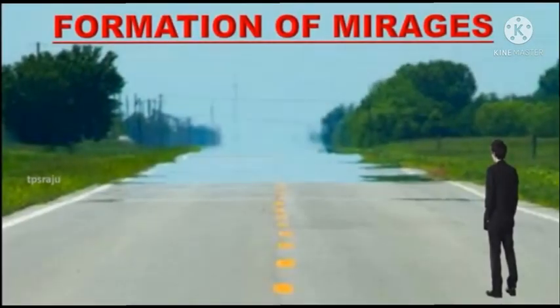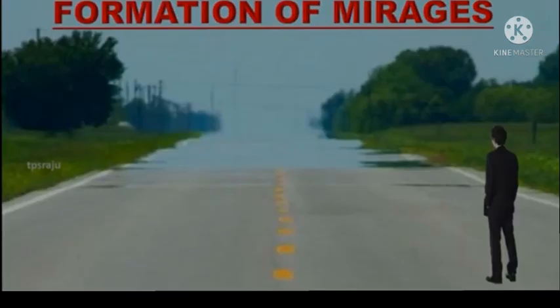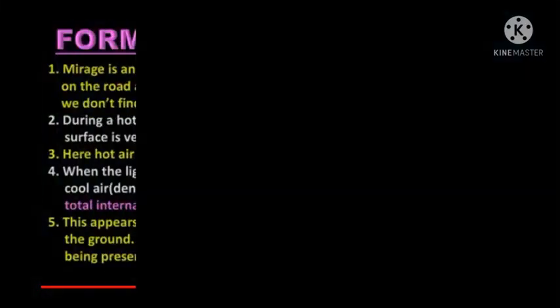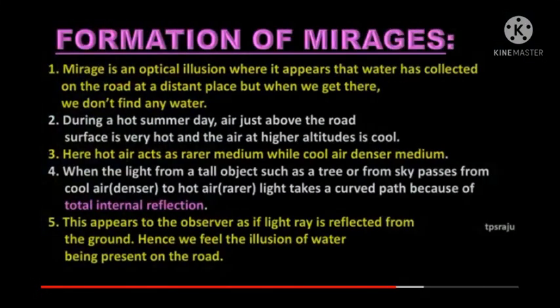Do you know about the mirages? Mirage is an optical illusion where it appears that water has collected on the road at a distant place, but when we get there, we don't find any water. So, this is an example of total internal reflection.